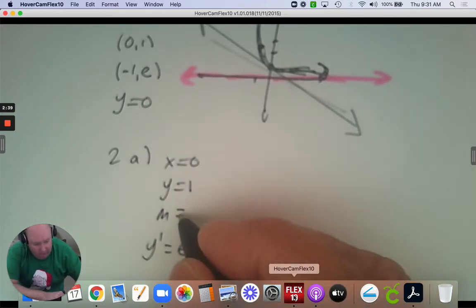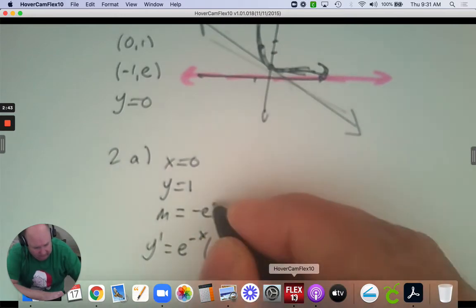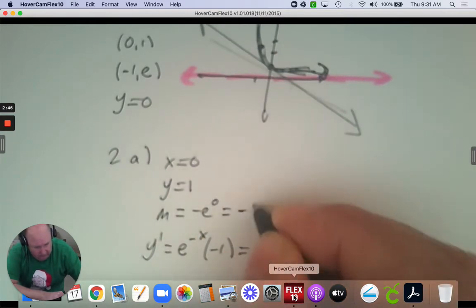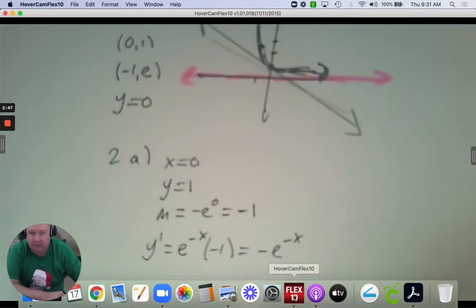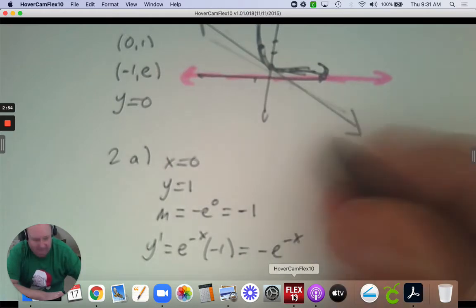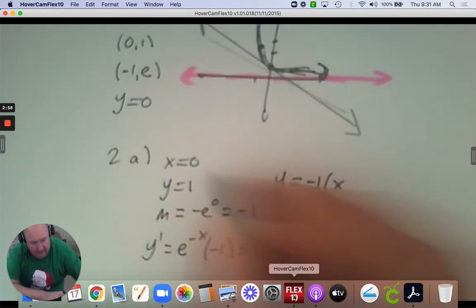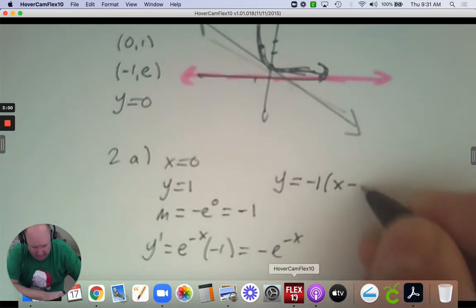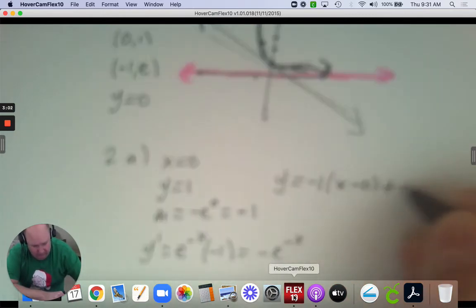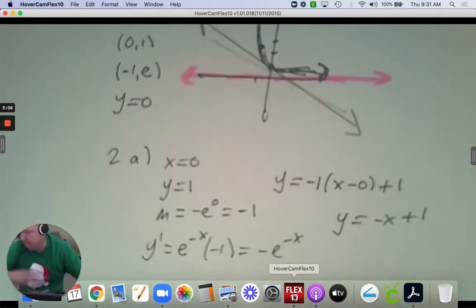And then the slope, if you plug in 0 for x, you get the slope to be negative 1. E to the 0 is 1, so it's negative 1. So the equation of the line then would be negative 1 times x subtract 0 plus 1, or another way we could write that is negative x plus 1. Let's do the second part.